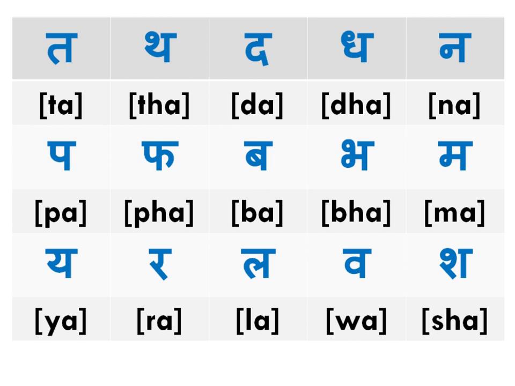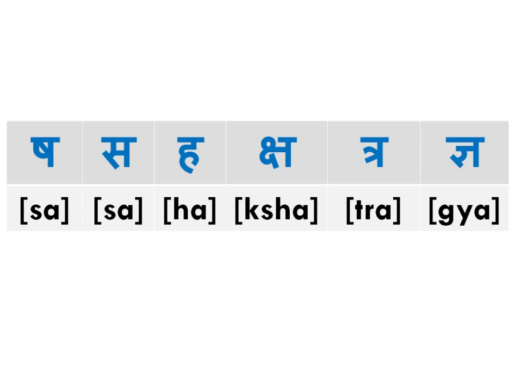Now, sixth row letters. In the sixth row, each letter has an individual pronunciation. Now let's start. The first letter is Ya. Y-A, Ya. Ra. R-A, Ra. La. L-A, La. Wa. W-A, Wa. Sha. S-H-A, Sha.